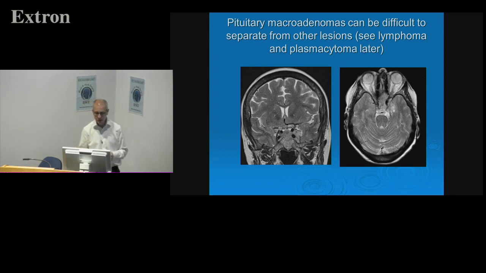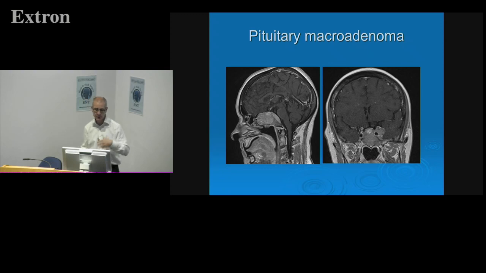Macroadenomas sometimes cause confusion. Because they have a very uniform pattern of enhancement, they can be difficult to separate from lymphoma and plasmacytoma, which I'll show you later, which again don't tend to show necrosis and show this uniform strong enhancement and bland appearances in both T1 and T2 weighted imaging. So yet again, just another example of how imaging, it's where it is that suggests what it is rather than anything about the actual texture or anything else about the tumour. Just remember to take whatever information is on that.